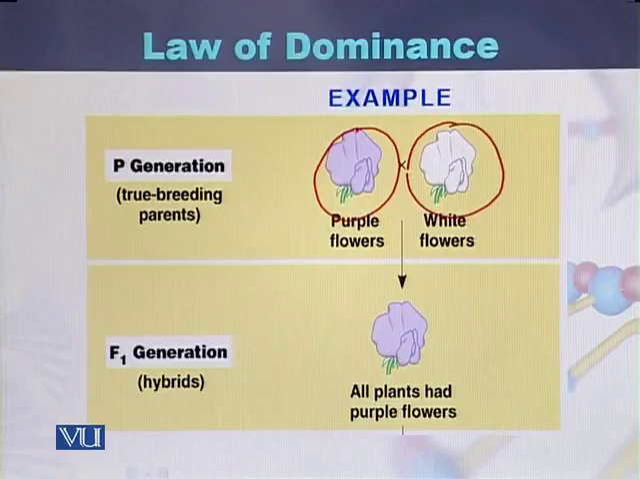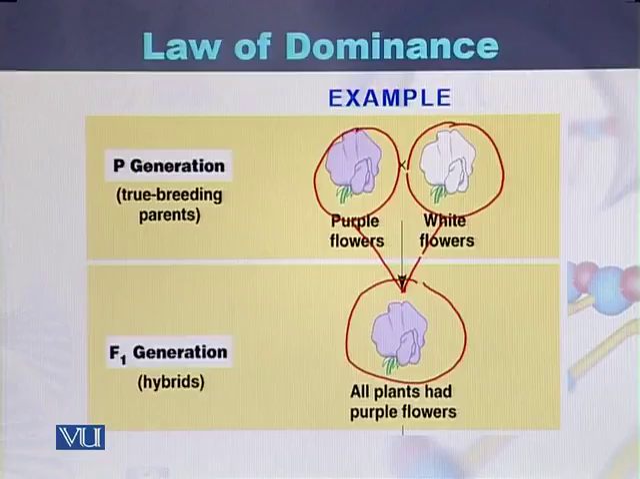As a result of crossing these two types of plants, when the F1 generation was produced, all the plants were producing purple color flowers. So we can conclude that in a cross of two different types of plants, with purple color flowers and with white color flowers, only plants with purple color flowers were produced during the F1 generation.